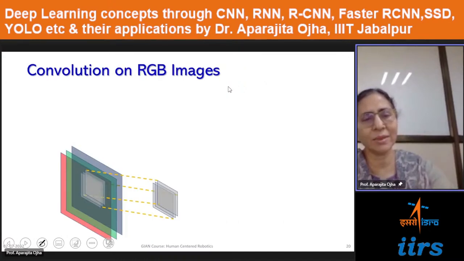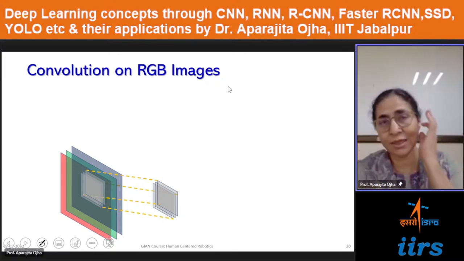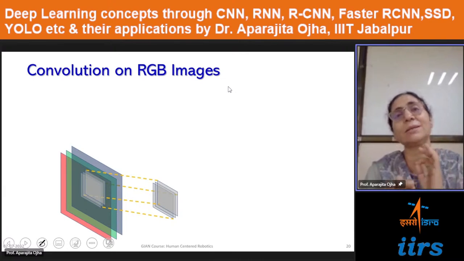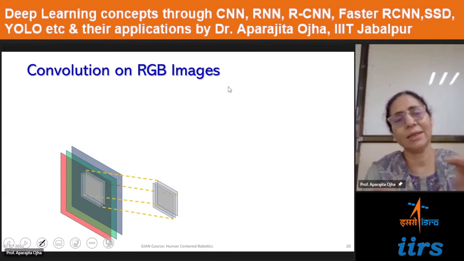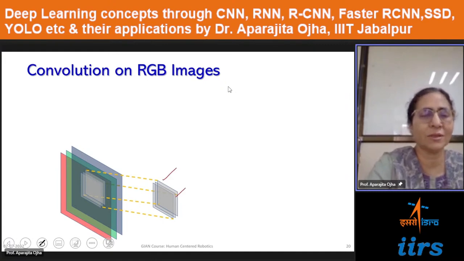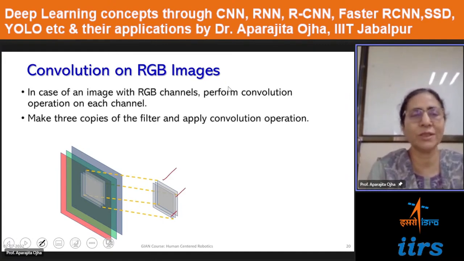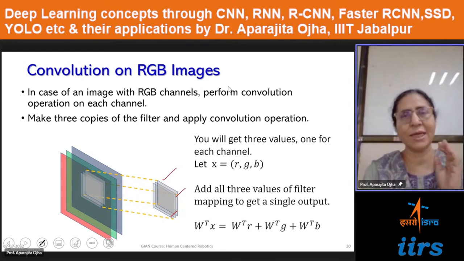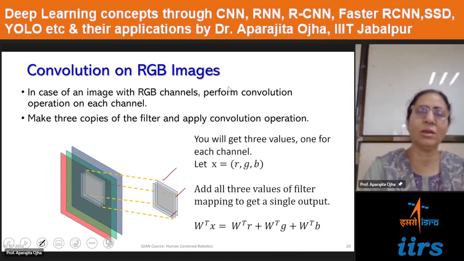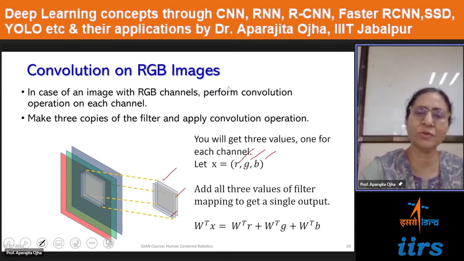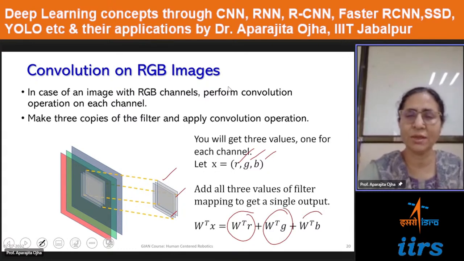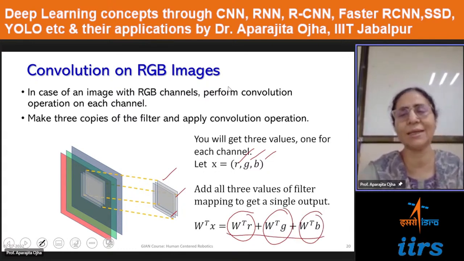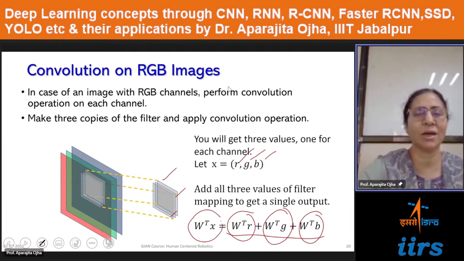Now, if it is an RGB image, then there will be 3 channels, and on each channel you will apply this convolution operation. Then you will get 3 outputs, right? How do we handle these 3 outputs? First of all, we make 3 copies of the same filter and apply the convolution operation on the R channel, G channel, and B channel. So you will get 1 output from R, 1 from G, and 1 from B channel. You will then add those to get the combined output.